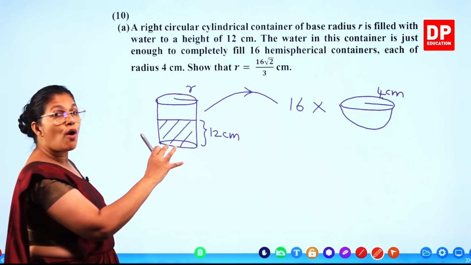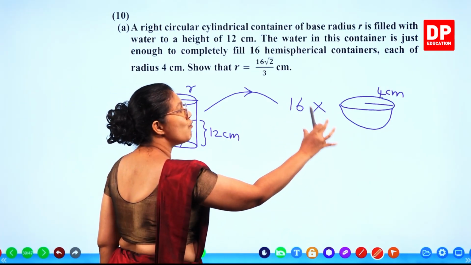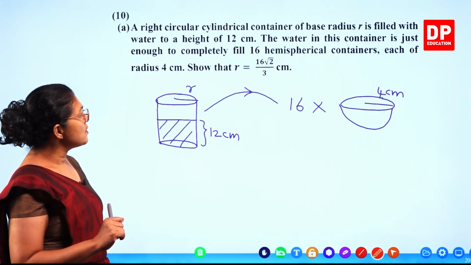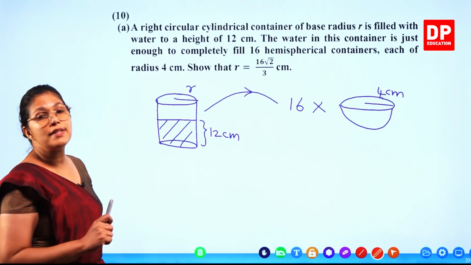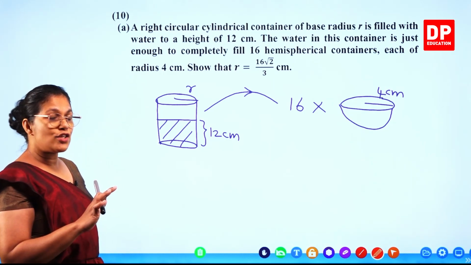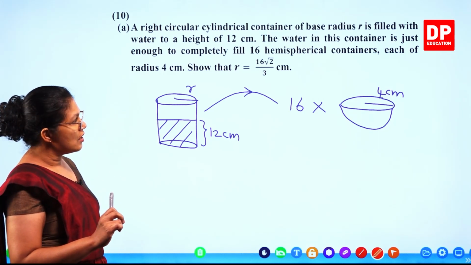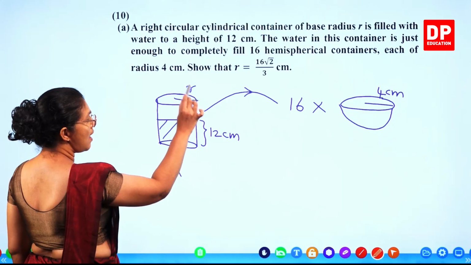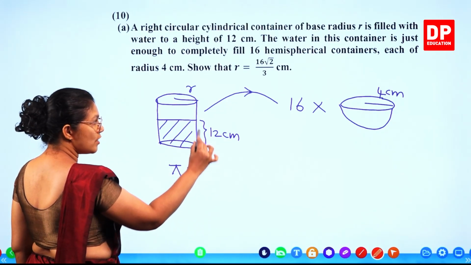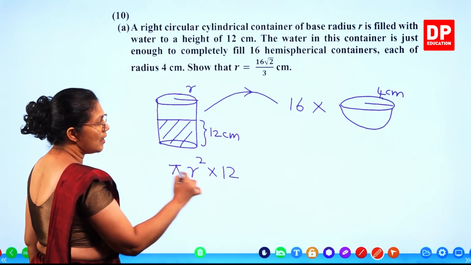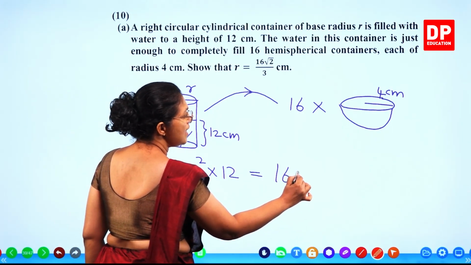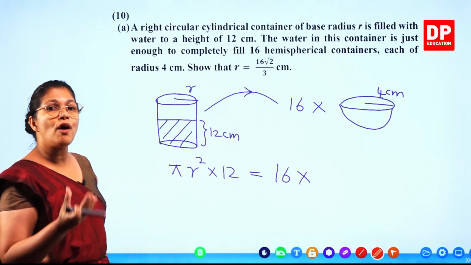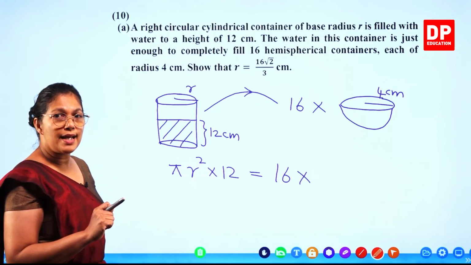The volume of water here is equal to the volume of 16 hemispherical containers. What's the formula to find the volume of the cylinder? It's given on the front page: pi r squared h. So we can use pi r squared h, where r is the radius and h is the water level, and that's equal to 16 of these hemispherical containers.